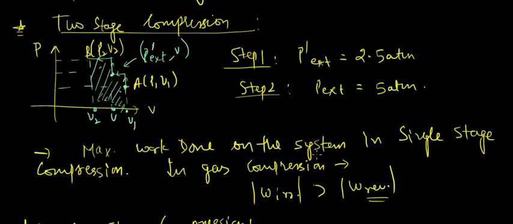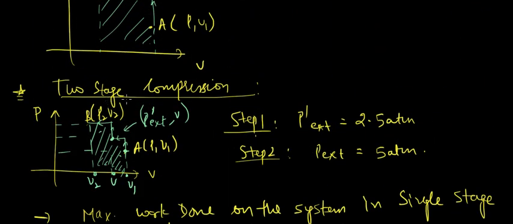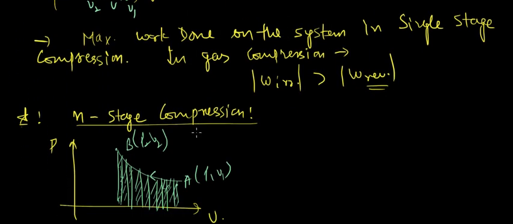Okay, so in single stage compression, the complete rectangle was the work done. In two stage compression, this small rectangle got missed out, and in n stage compression, this whole area got missed out. Hence, W irreversible would be higher in case of compression than W reversible.